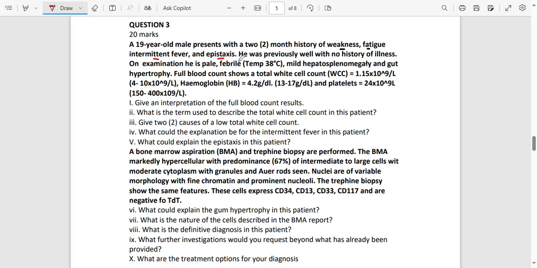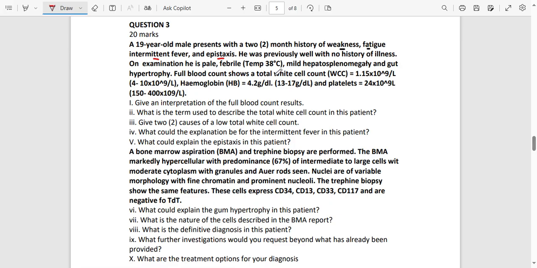On examination, he is pale, febrile. The temperature you can see is elevated. And then there is mild hepatosplenomegaly. And we can think of what the spleen does to the red blood cells, right? And also there is gum hypertrophy. So we can as well be thinking of that.